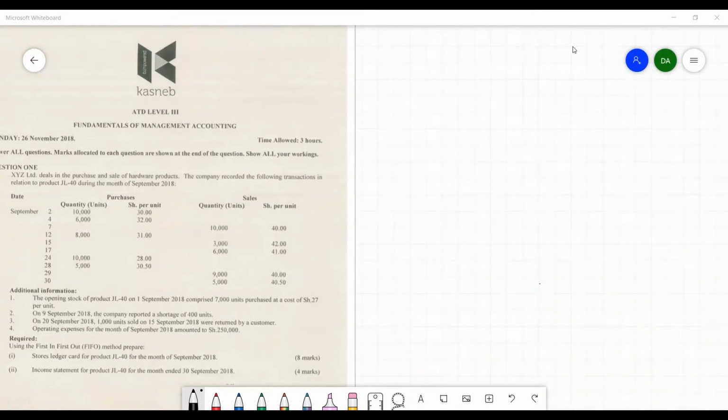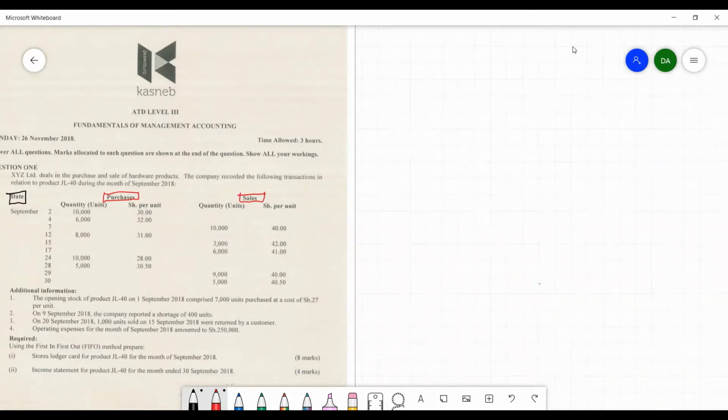As you can see, we have the date of transactions, and then we have the purchases, which are related to the receipts. Those are receipts. The purchases are for the receipts, and we have the sales. These sales are related to the issues.